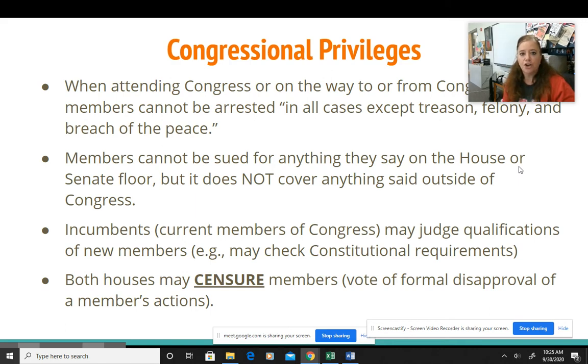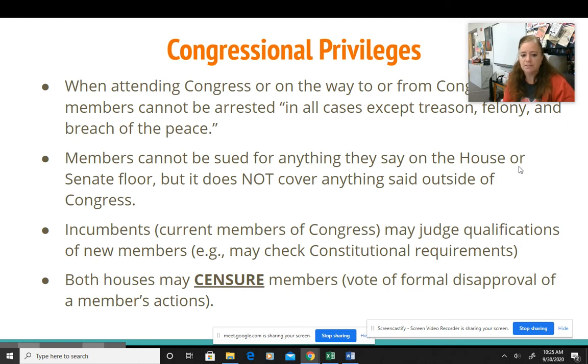Incumbents are current members of Congress, may judge qualifications of new members, and may check their constitutional requirements. So let's say in this election, somebody gets elected to the Senate, and somebody believed that they were lying about their age, and they're not actually 30, they're only 27 years old. The Senate could actually look into that and make sure that their birth certificate and all of that is legitimate. Chances are most of the time you're not going to get those checks because those things are vetted ahead of time, but it's something that Congress can do.